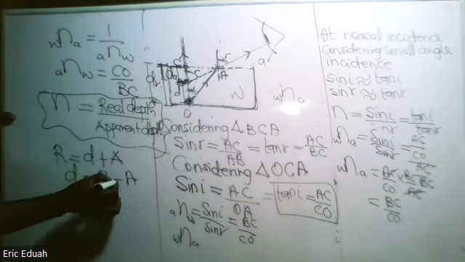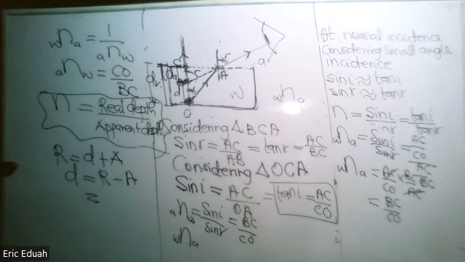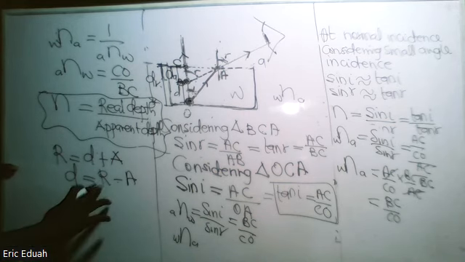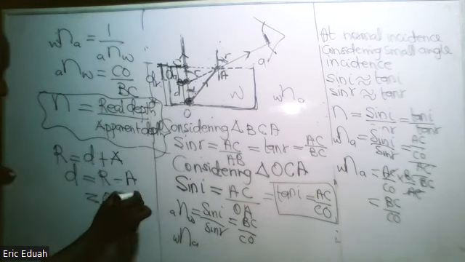This one, we can give it an expression. What is real depth? Real depth is OC. So OC minus, what is the apparent depth? The apparent depth is BC.